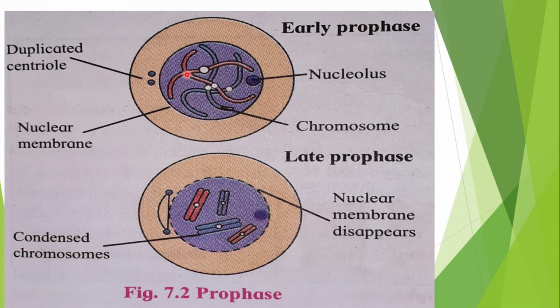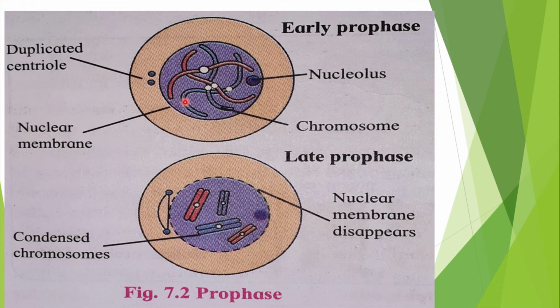So here what happens in early prophase: the chromatin network gets condensed to form chromosomes first. Then second, what is happening? Nucleolus. Can you see this part? What is the function of nucleolus? It is a dense body present inside the nucleus. Nucleolus is responsible for the formation of protein. Now see, protein is not required. Already in interphase, protein synthesis took place. So now nucleolus is not required, so nucleolus will start disappearing.